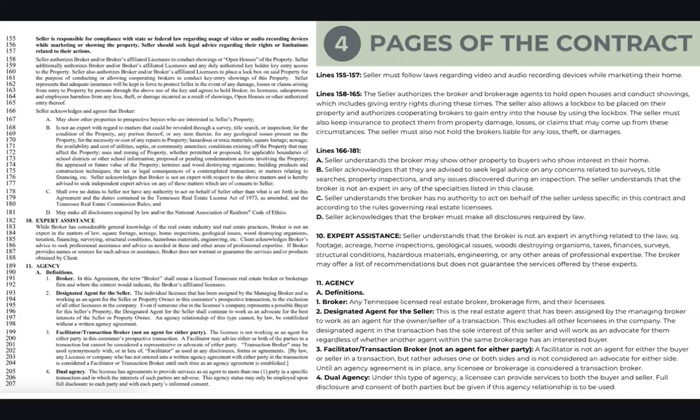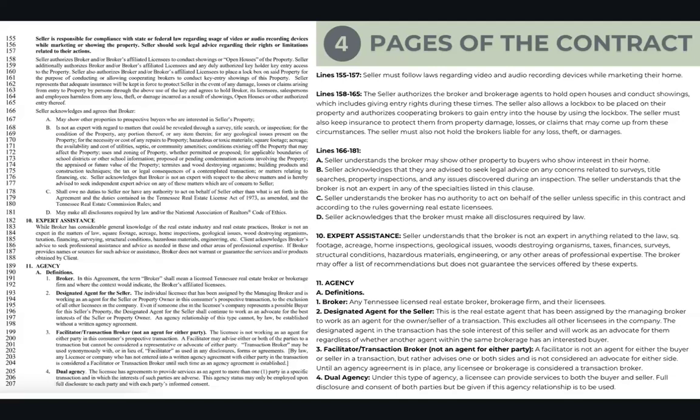Number 11, agency. Definitions. Number 1, broker. Any Tennessee licensed real estate broker, brokerage firm, and all of their licensees. So all of those people are going to be under the term broker.